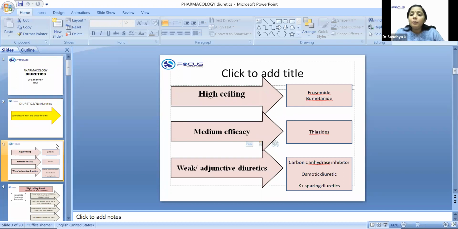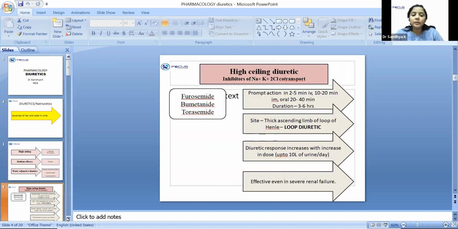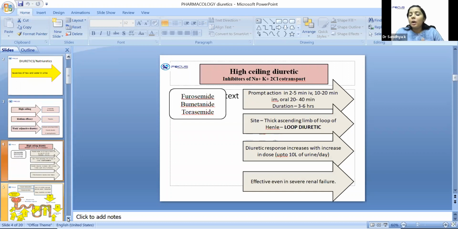So today, we will mainly be discussing high ceiling diuretics, that is furosemide. Other drugs which come under this group are bumetanide and torasemide. Now, what are the peculiarities of this high ceiling diuretic? Furosemide is the prototype drug in this group.